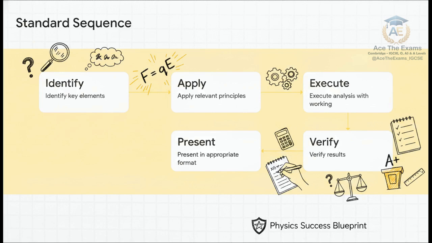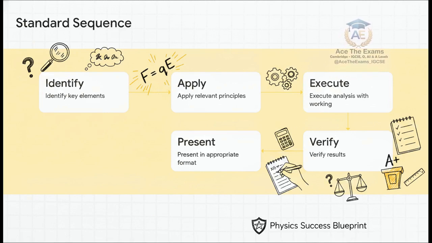Step 1. Identify key elements. This means actively decoding the command word. Stop and ask yourself, is the examiner asking me to describe, to explain, or to determine? Those words demand entirely different punches. Step 2. Apply principles. This is where your core theory, like F equals QE, enters the ring.